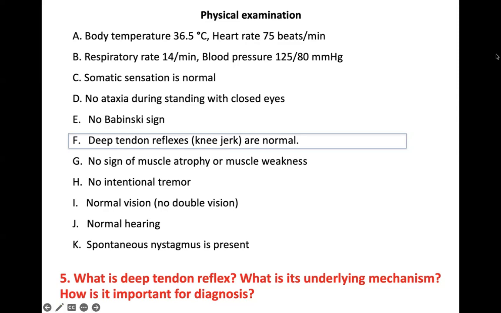About the deep tendon reflex. It's an involuntary muscle contraction in response to a quick stretch of the tendon, and it is an involuntary movement. So the underlying mechanism is the spinal reflex arc and brain, from a stimulus, which is a tap at the patellar tendon with a reflex hammer.